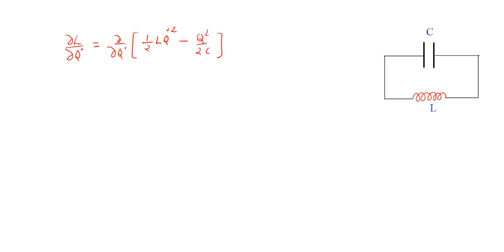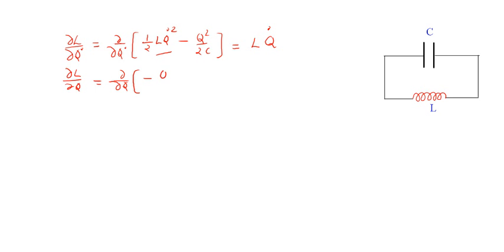Anyway, I am doing it in steps. ∂L/∂q will be ∂/∂q of the second term, since the first term is not depending on q. So it will be minus q squared by 2C, and the 2 and 2 cancel, so it will be equal to minus q by C.